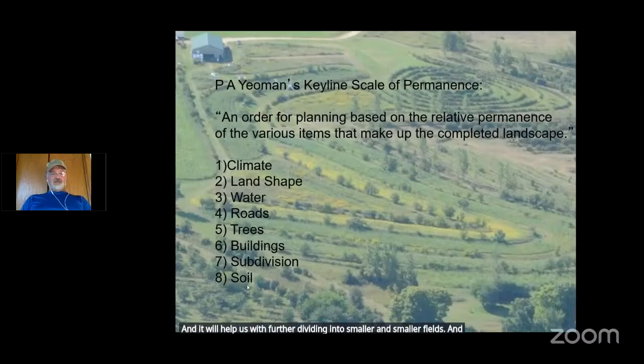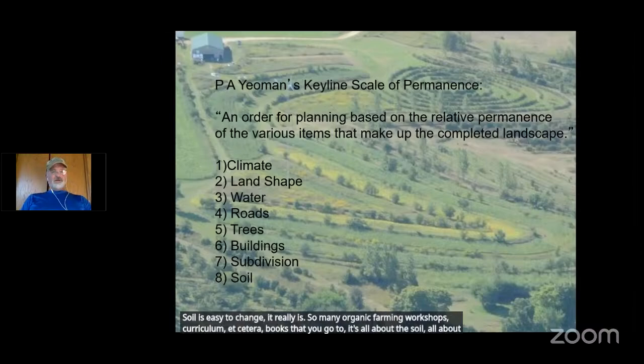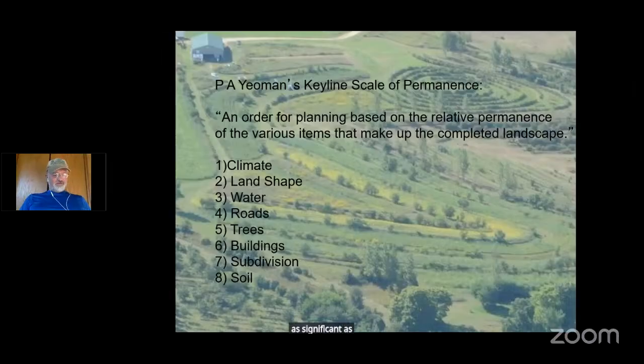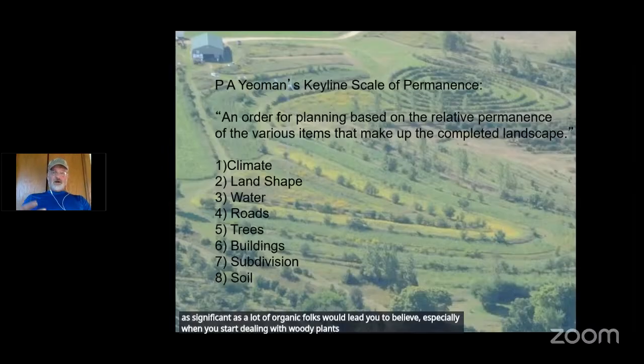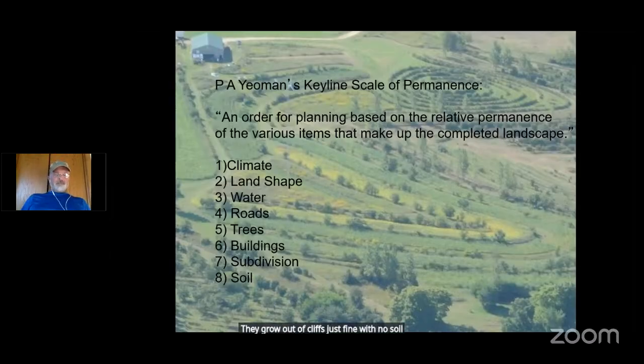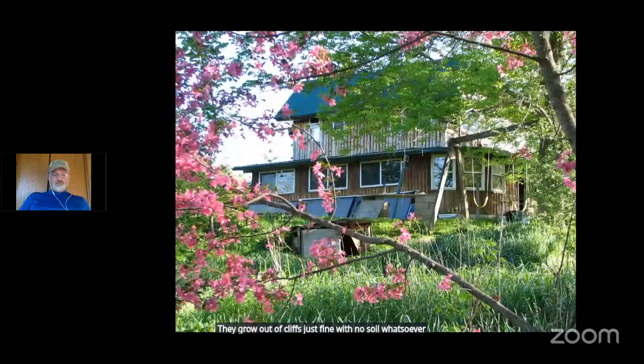And what I like about this here is, last on his list is soil. Soil is easy to change. It really is. So many organic farming workshops, curriculum, books that you go to, it's all about the soil, all about the soil, all about the soil. The soil's not as significant as a lot of organic folks would lead you to believe, especially when you start dealing with woody plants, which we are. I mean, you look at that picture here, there's a lot of different woody plants, and most everybody has seen trees growing out of cliffs. They grow out of cliffs just fine with no soil whatsoever.